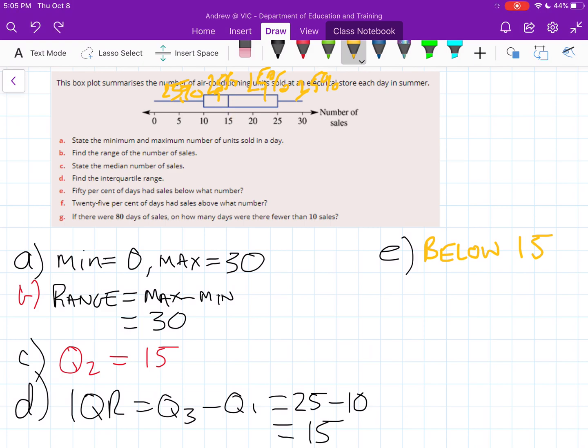Now we're going on to F. 25% of days had sales above what number? We're looking above, so we're looking at the top 25%. That's right here, this end line, that's 25% of the data. This is going to be above the value of 25 because that's where that line starts at the end of the box. So this is going to be above 25.